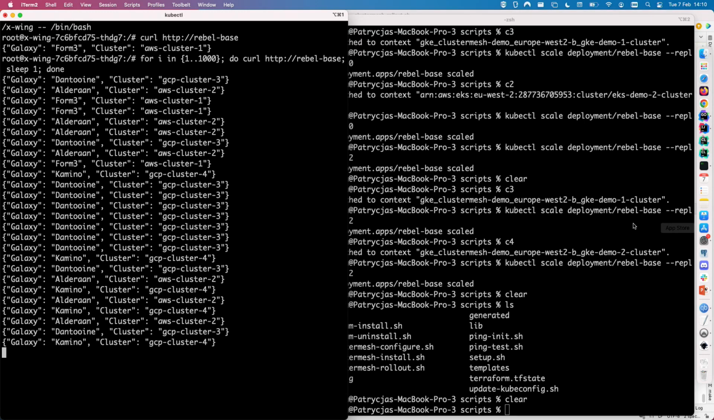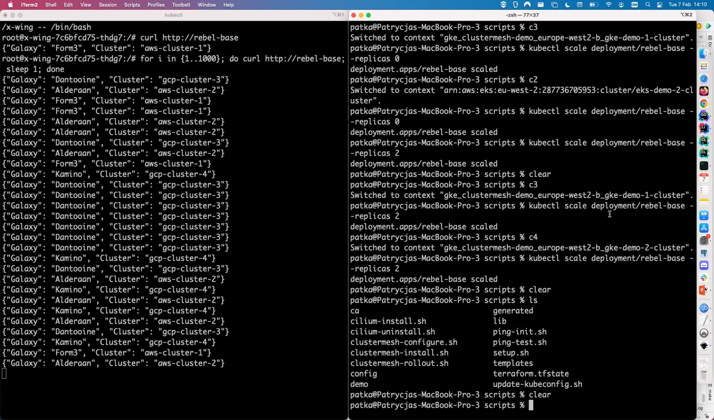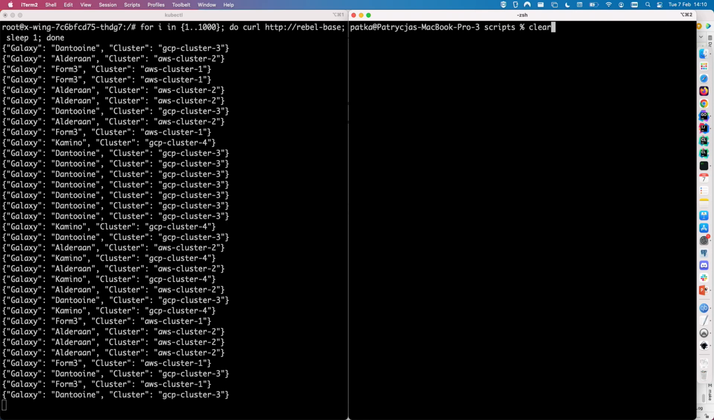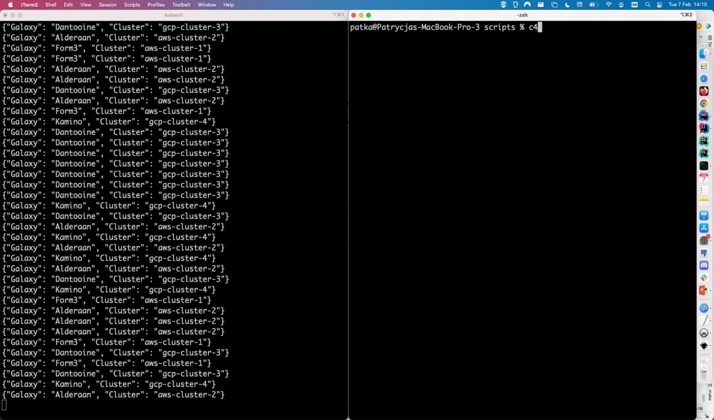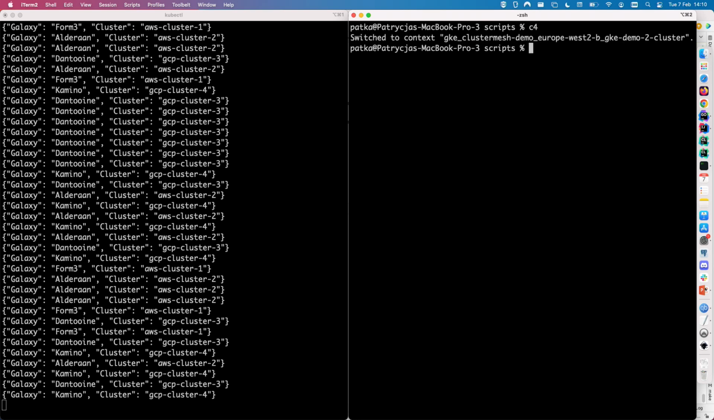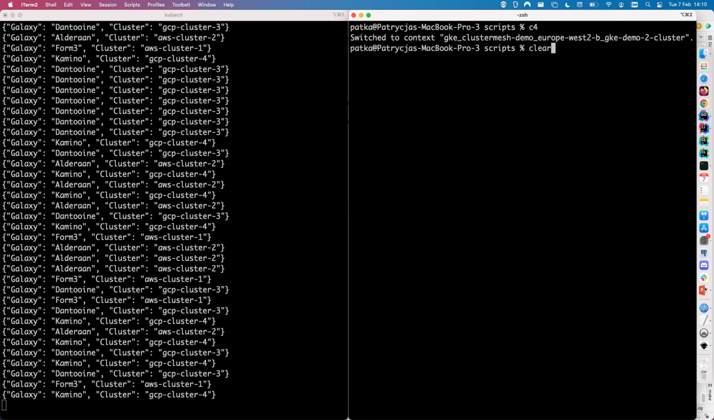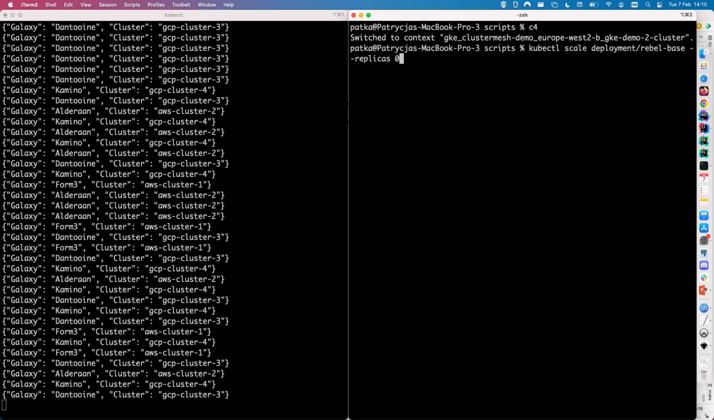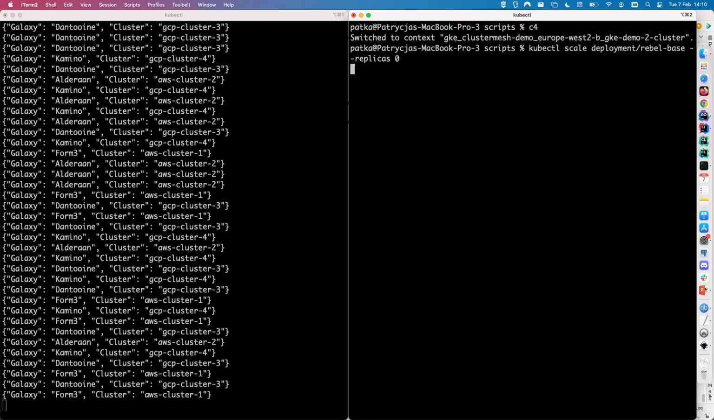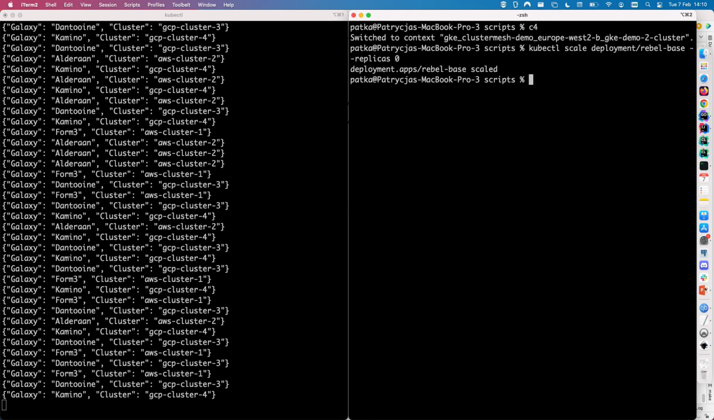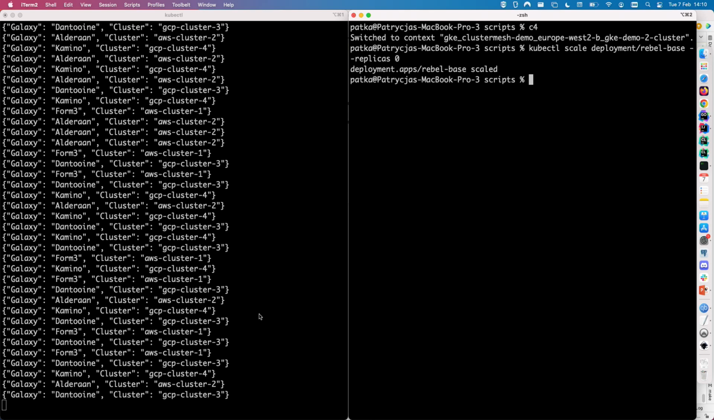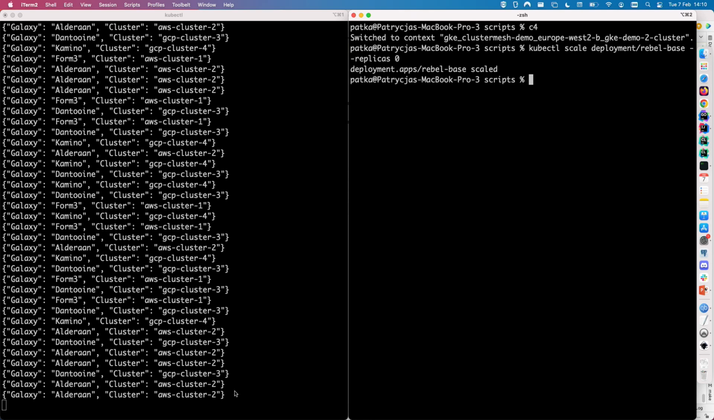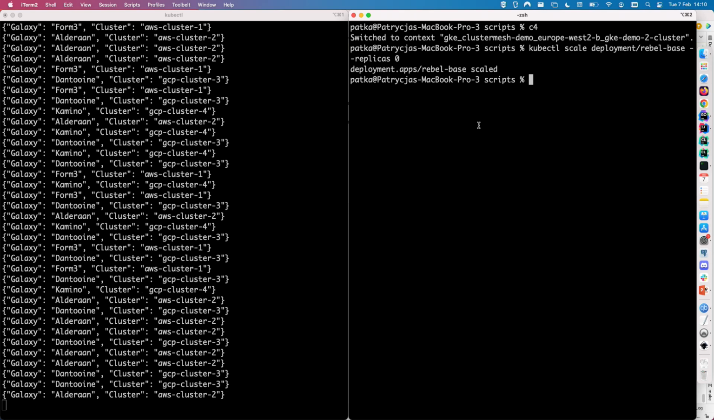Now, let's try to take down one of the clusters. So let's start with GCP1. That's my 2nd cluster in GCP. And I will scale down my Rebel-based deployment to have 0 replicas. And now you should see that cluster 4, GCP cluster 4 is not available anymore.